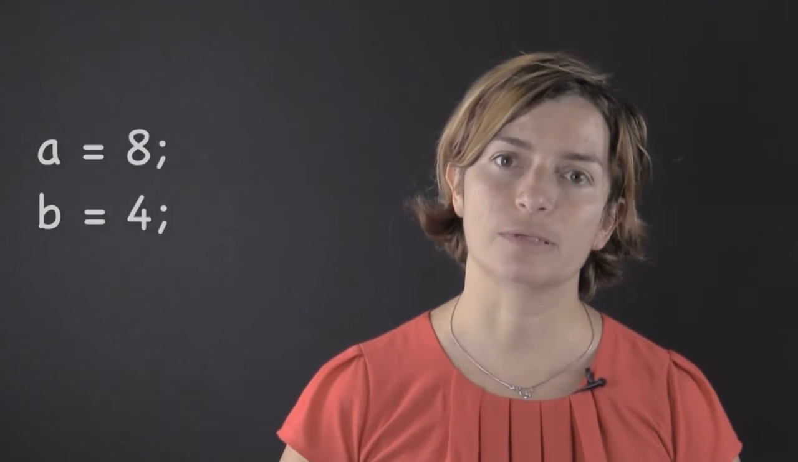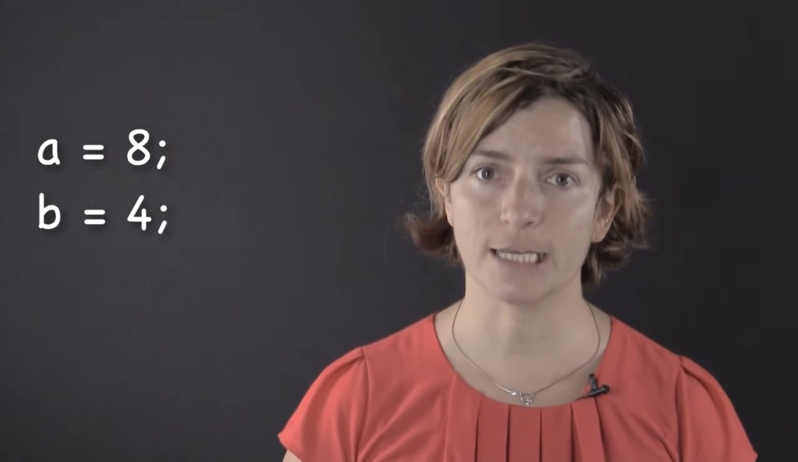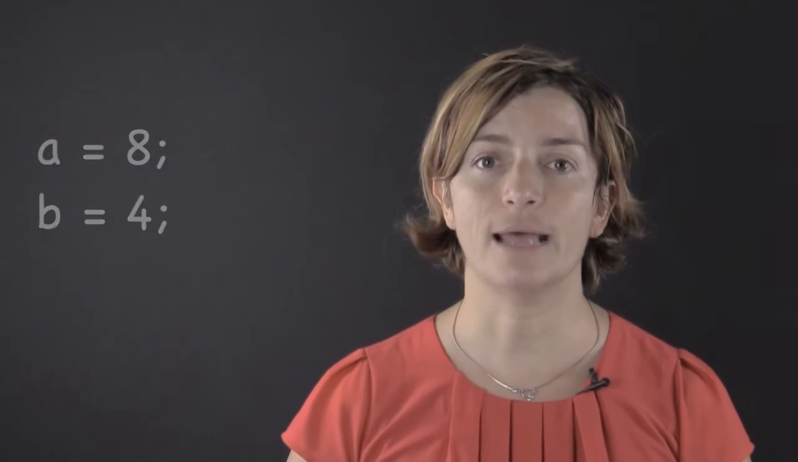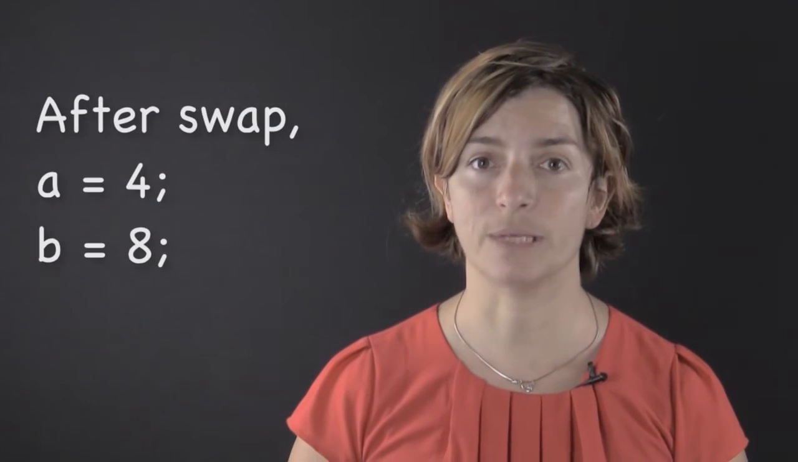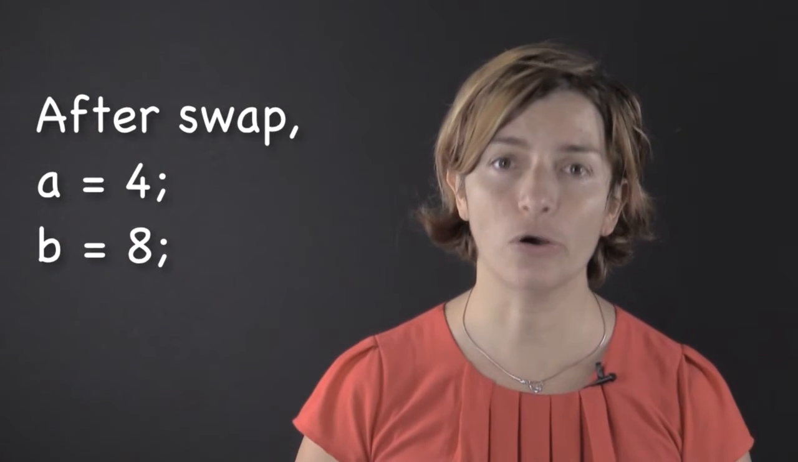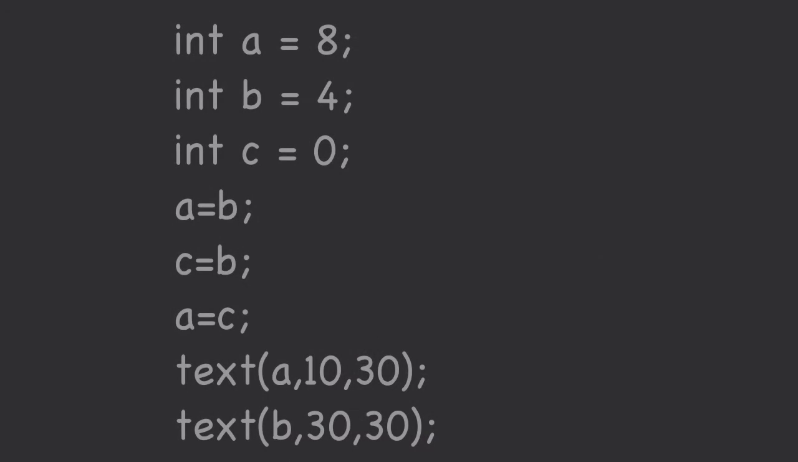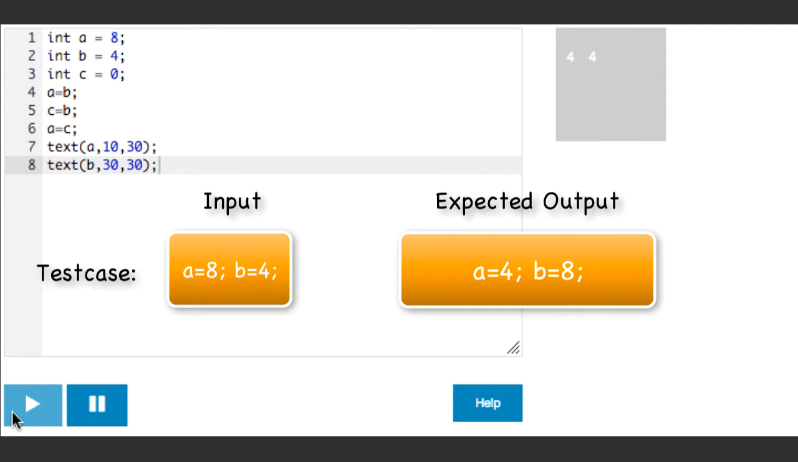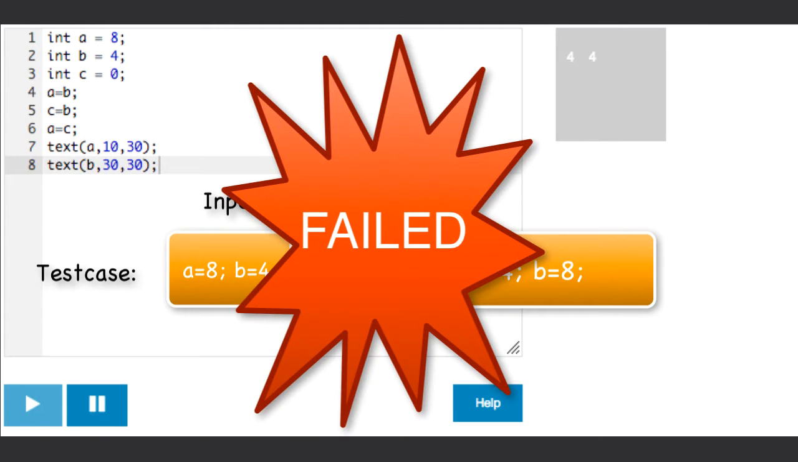Say we have two variables a and b, where a equals 8 initially and b equals 4, and we want to swap these values such that at the end a is equal to 4 and b is equal to 8. Let's say the code for this looks as follows. We run our program with the test case a equals 8 and b equals 4, and the expected outputs being a equals 4 and b equals 8. We can see that our test case has failed, and thus we have a bug. Let's proceed to debug our program using hand tracing.